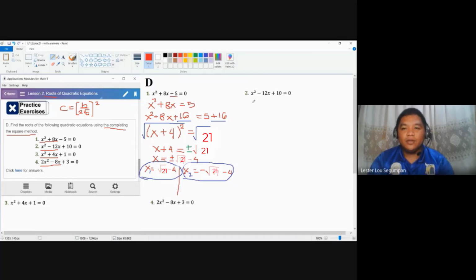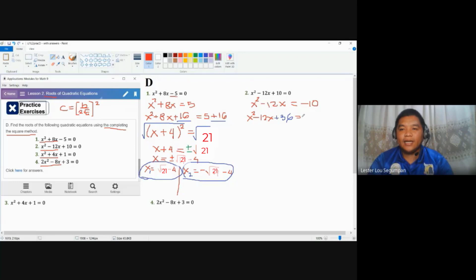So number two, this would actually be expressed as x squared minus 12x, and subtract both sides by 10, because 10 will not make this factorable. So we are going to use the formula here. So a is still 1. The square root of 1 is 1, times 2 is still 2. The numerator is negative 12 divided by 2, so you will have negative 6. The square of it is positive 36. That is what we're going to add here so that our expression will become a perfect square trinomial.